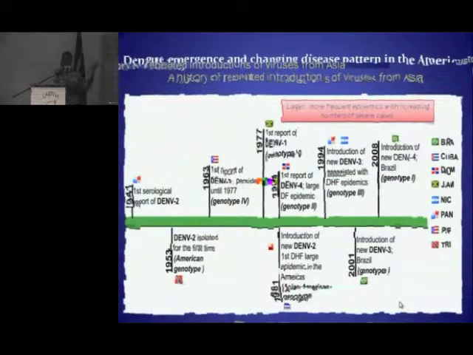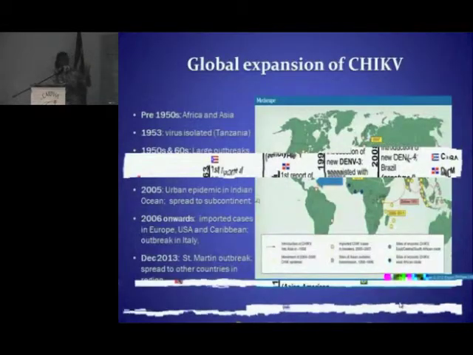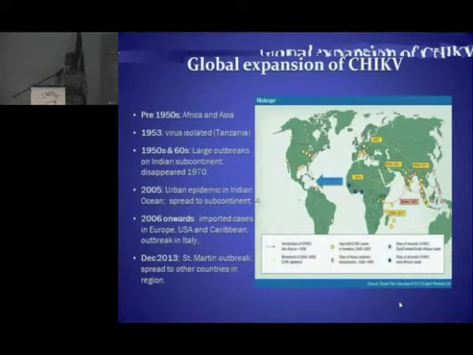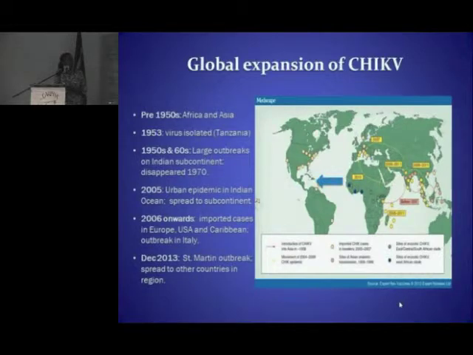Chikungunya, like dengue, is showing this sort of global expansion. So as I said before, in the 1950s, it was restricted to Asia and Africa. It was first isolated in 1953. And in the 50s and 60s, there were large outbreaks on the Indian subcontinent, but then it disappeared in about 1970. 2005 was a key year, because that is when you had an urban epidemic in the Indian Ocean islands, and that then spread to the subcontinent. So this is the sort of genesis of the global expansion of the chikungunya virus.